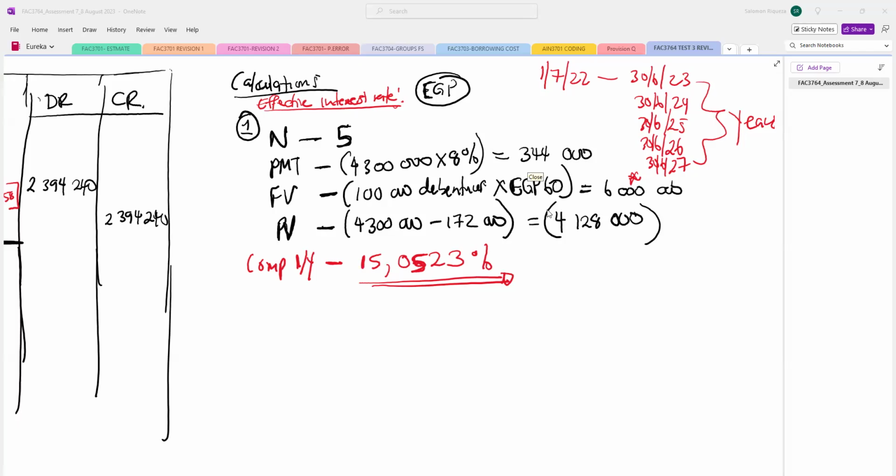It's 5 and then N. And then 3, 4, 4, 1, 2, 3, 0, PMT. And then 6 million, and then future value, and then 4128 3 zeros, negative PV. Then you press I, that's how you do it. Then you get the answer. Yes, I think that's what I was also saying.